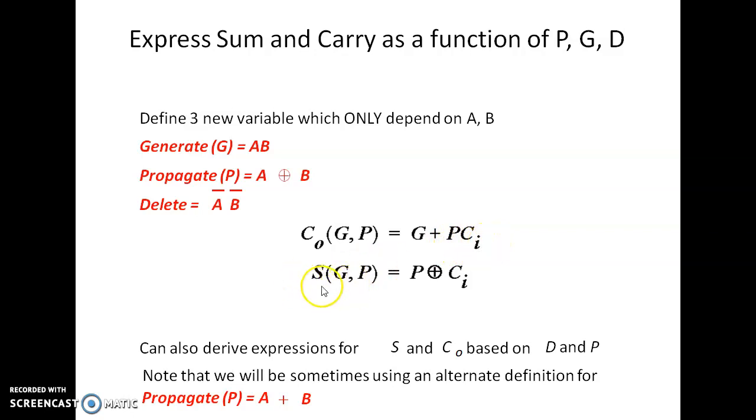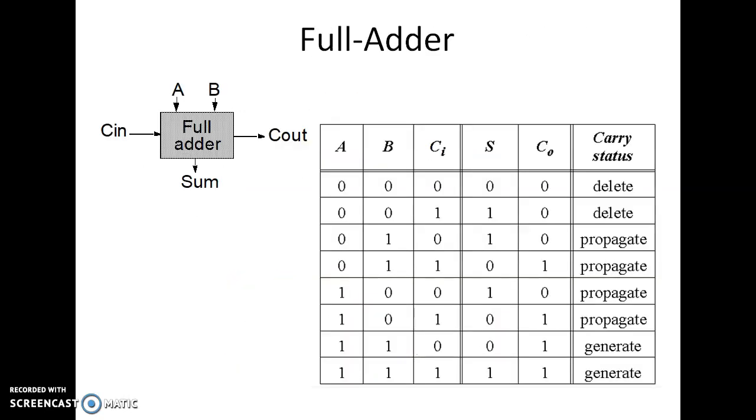Similarly, sum. How will we get the sum? P XOR CI. We know sum is nothing but A XOR B, so P is also A XOR B. So sum is A XOR B XOR CI. It's not a new equation which we don't know. So let us see. Sum is 1 in these cases, no? So for that we will see A XOR B is 1. And in that, A XOR B XOR C gives the sum.